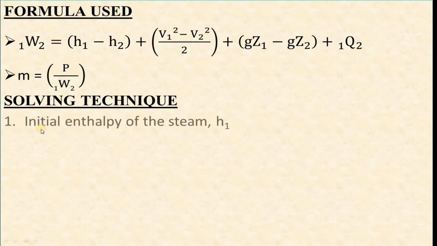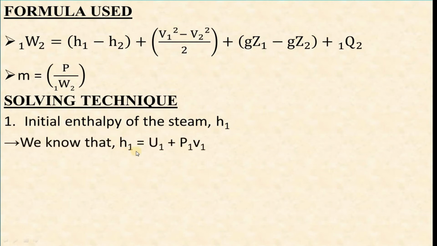First we will find the value of initial enthalpy of the steam, which is taken as H1. The formula used for finding the value of initial enthalpy of the steam is H1 is equal to U1 plus P1 V1, where U1 is initial internal energy, P1 is initial pressure, V1 is initial specific volume. So in this formula we know the values of U1, P1 and V1. So just substitute the values.